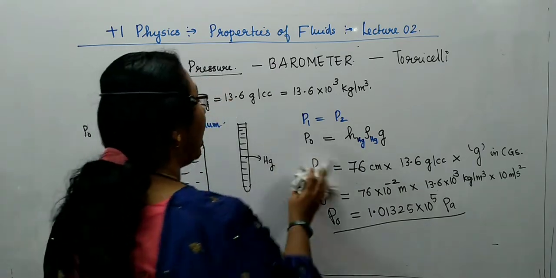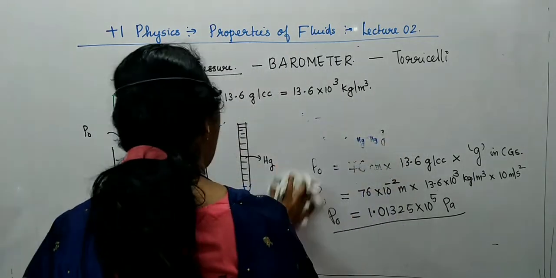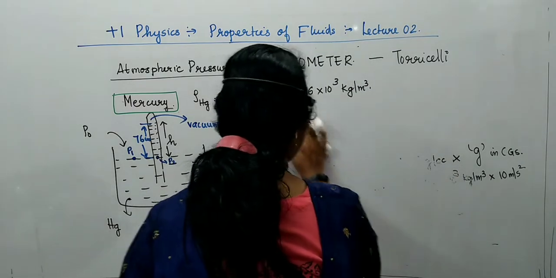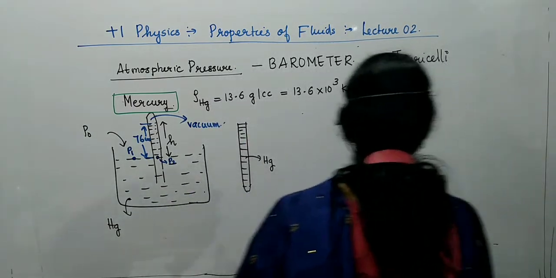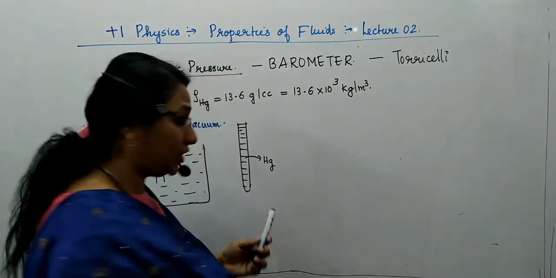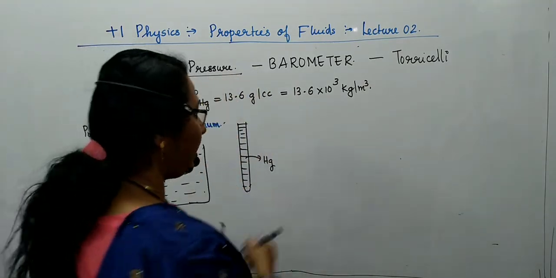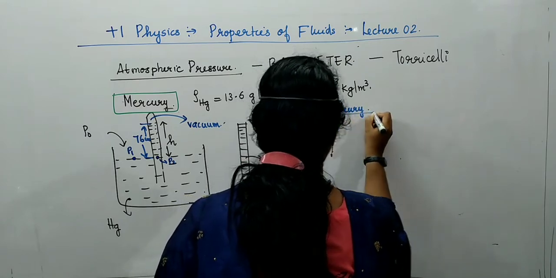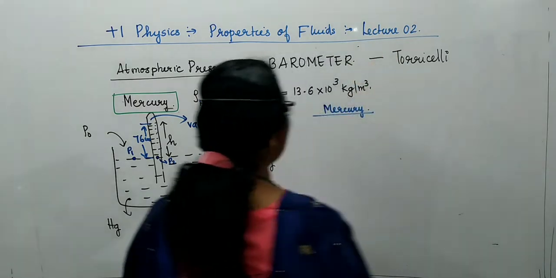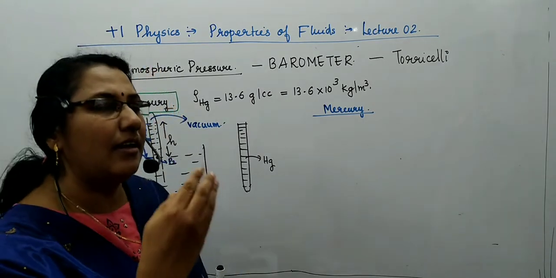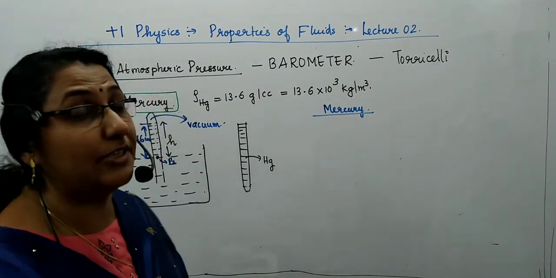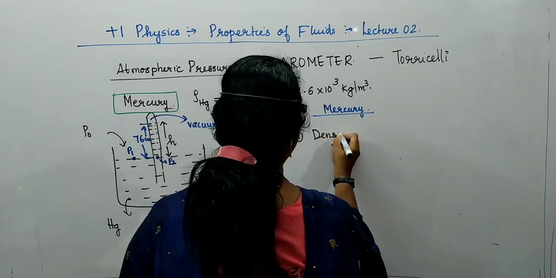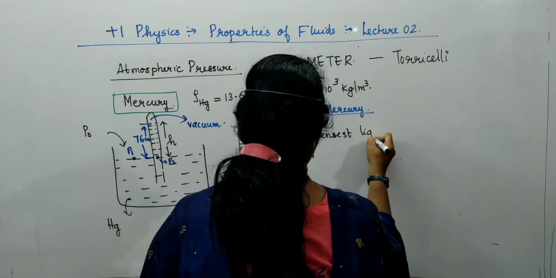Okay, and other scientists had taken other fluids, but they are not preferred now; we prefer only Torricelli's barometer. This is because of the speciality of mercury. Mercury is commonly used as the barometric fluid from the time of Torricelli. Other fluids are rejected. Why? Because of the speciality of mercury. The first reason is that it is the densest liquid we know.